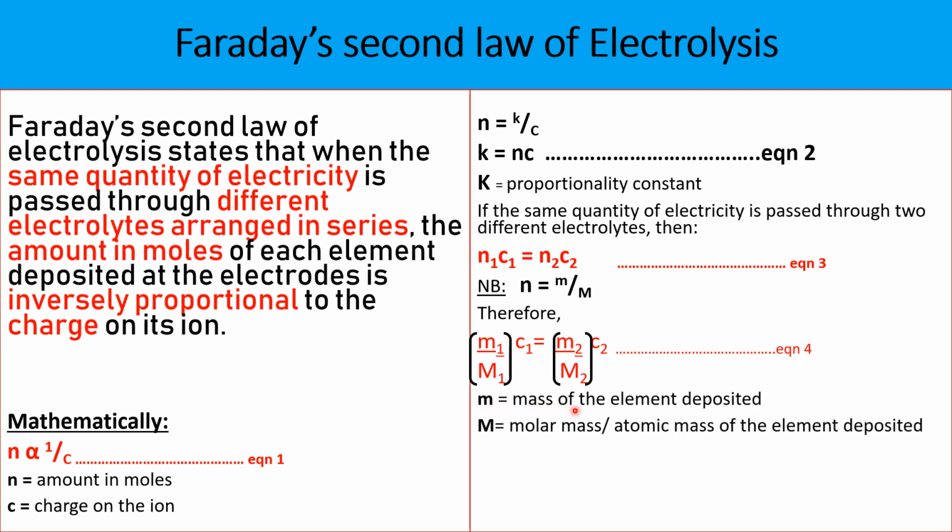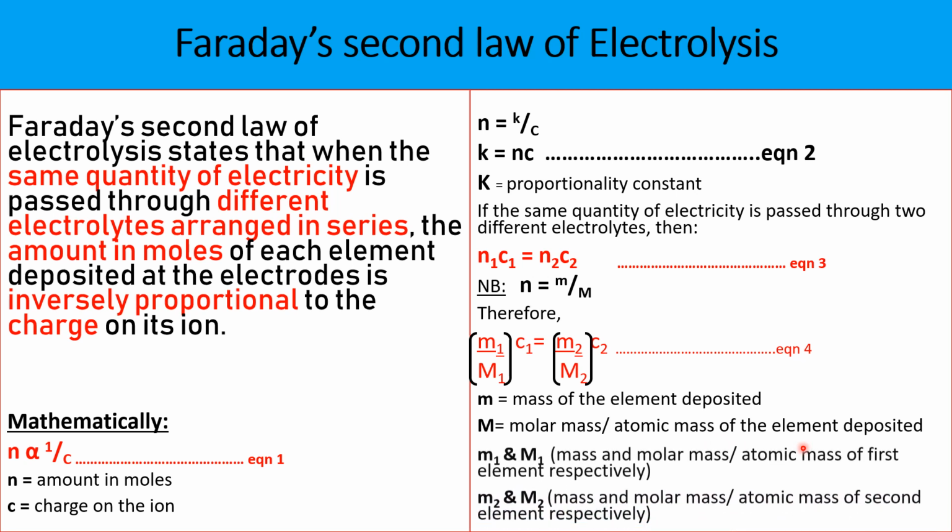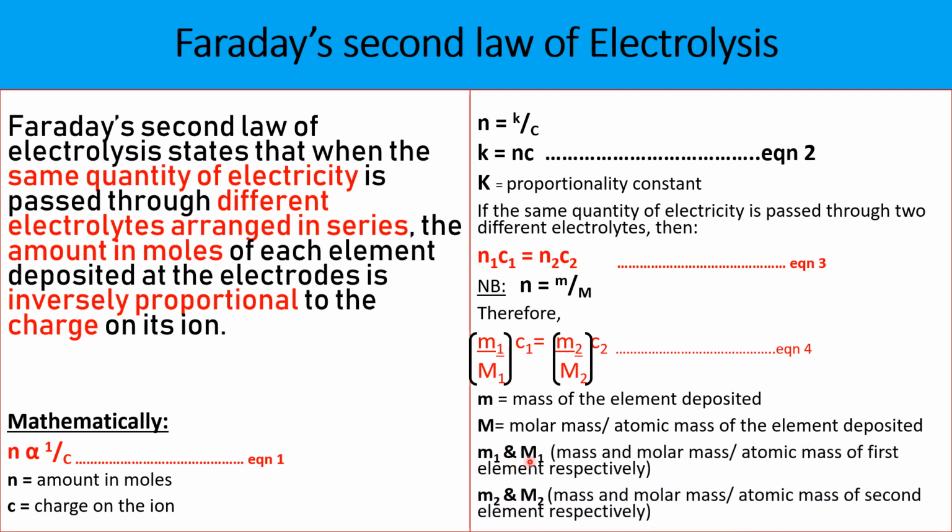So small letter m is the mass of the element deposited, capital letter M is the molar mass or atomic mass of the element deposited. Small letter m1 and capital letter M1 are the mass and molar mass, or if you like, atomic mass, of the first element deposited respectively. Small letter m2 and capital letter M2 represent the mass of the second element and the molar mass or atomic mass of the second element deposited respectively.